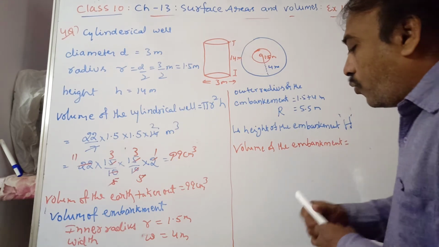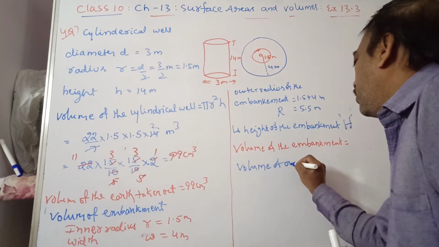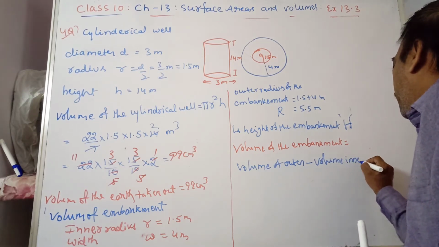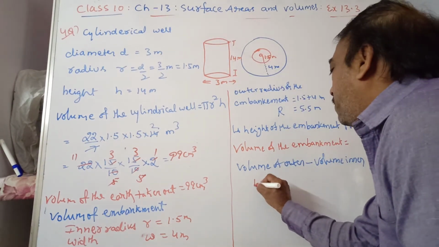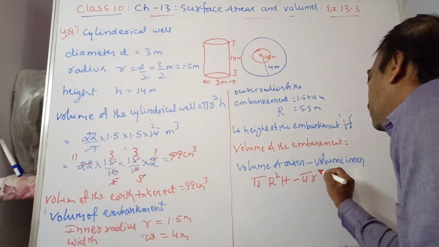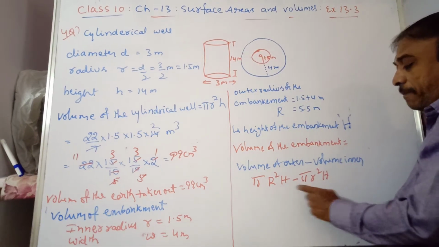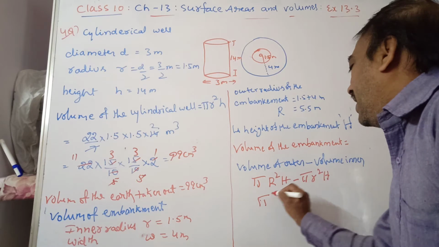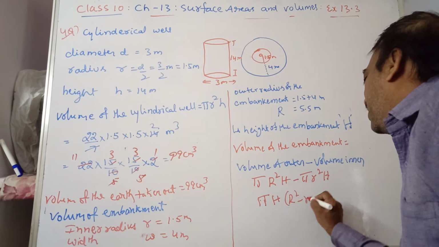Volume of the embankment is equal to volume of outer minus volume of inner. They both are cylindrical shapes only. So it is pi R square h minus pi small r square h. You see here, the outer one and the inner one, the radius differs but the height is the same. So we can take pi common and h also common. You can write R square minus r square.